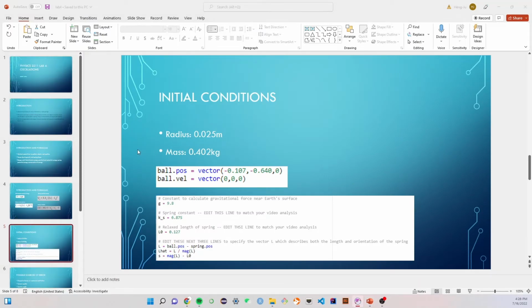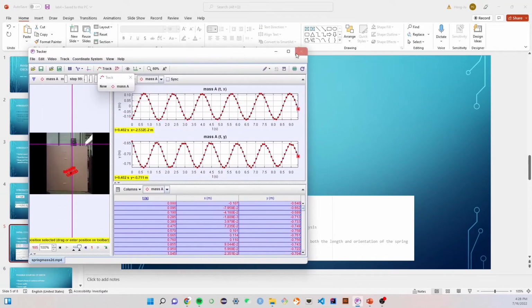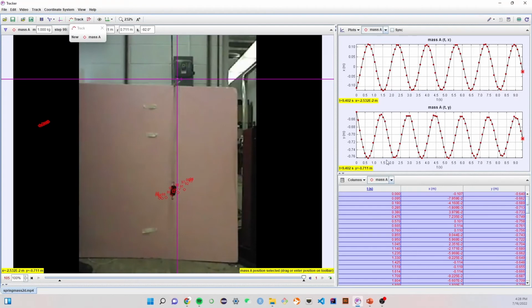Next, I'll demonstrate the data that I have in my tracker. This is what I have in my tracker, and here are the results. As you can see, the graphs clearly display an oscillation both in the x direction and the y direction.